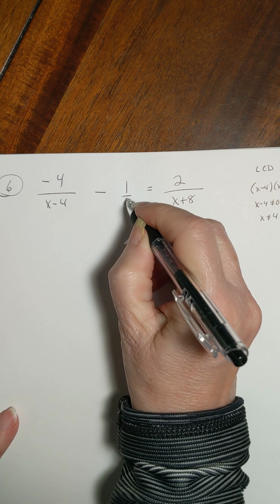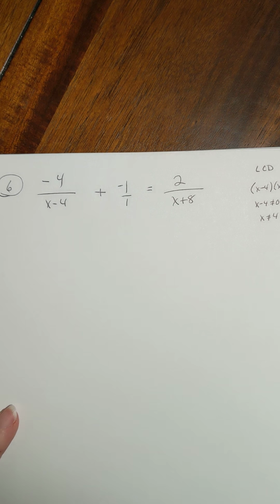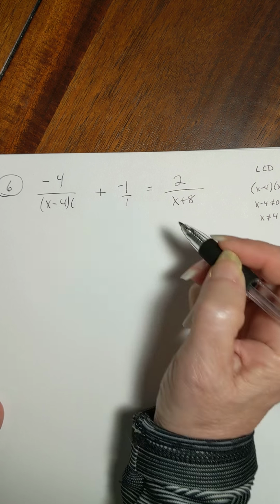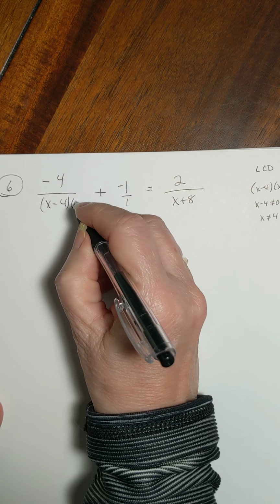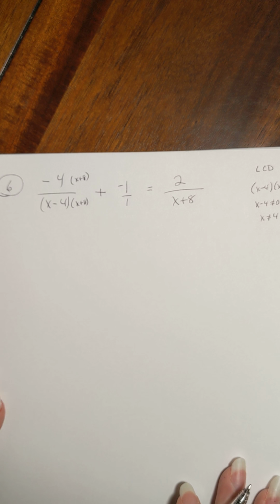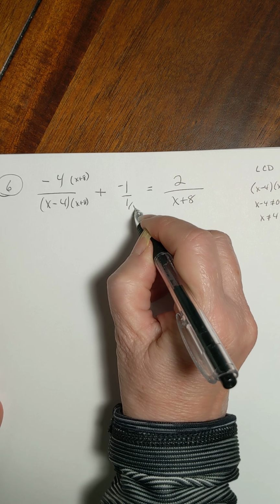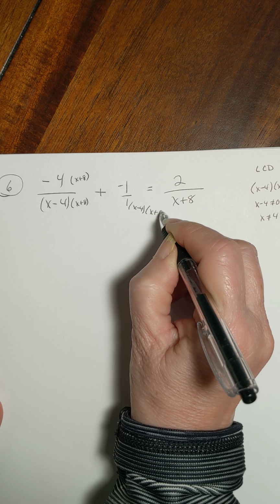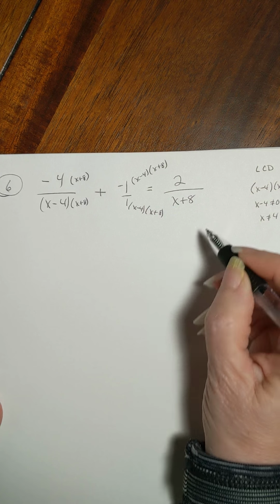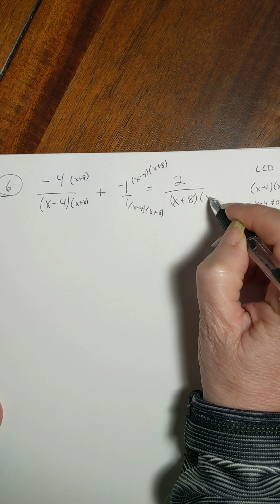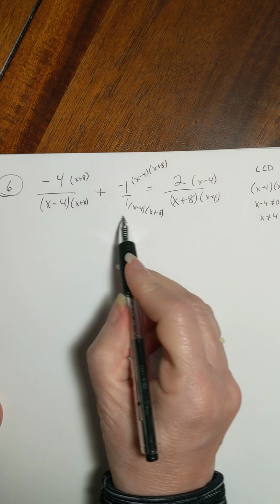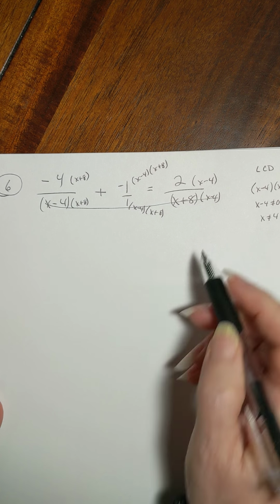So this one is over 1, and again, remember, change that to plus a negative 1. So this one has the x minus 4. It needs the x plus 8. So numerator and denominator times x plus 8. This one doesn't have anything, so it needs both of them, x minus 4 and x plus 8. And then this one has the x plus 8. It needs the x minus 4. All right, so now all the denominators are the same, so I can scratch my denominators.